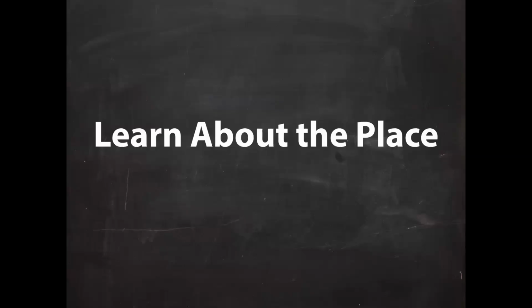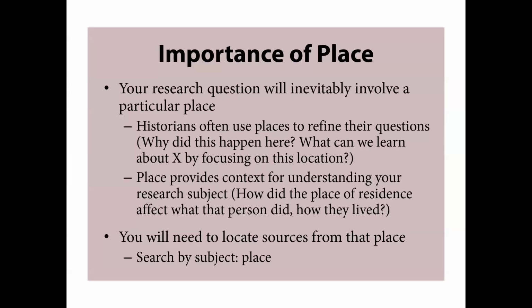And we're going to start learning about the place. Because obviously the place is going to be where the event occurs and hopefully also nearby where the records are. Now, the importance of a place: your research question will inevitably involve a particular place. Again, putting on the blinders at one event at a time, because obviously in the course of somebody's life, there may be multiple places.